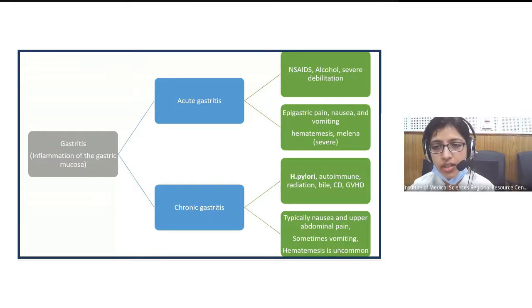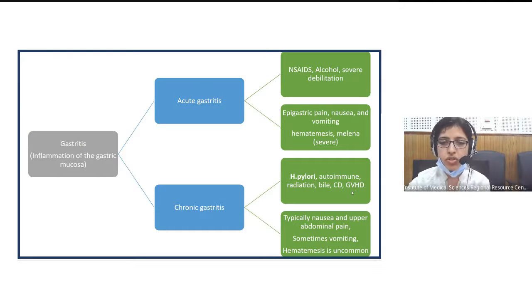Now, chronic gastritis: the most common etiology of chronic gastritis is Helicobacter pylori infection. Helicobacter pylori infection is the predominant cause of chronic gastritis. Apart from this, other causes include autoimmune gastritis, radiation injury, chronic bile reflux. Then, chronic gastritis can also occur in certain systemic diseases like Crohn's disease and graft versus host disease.